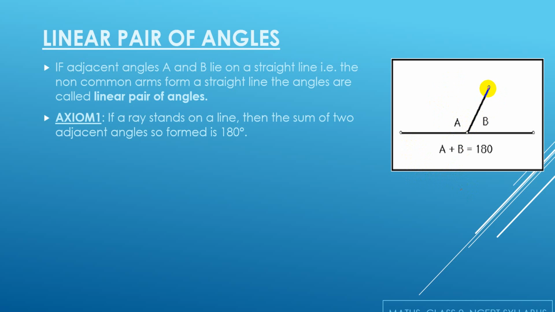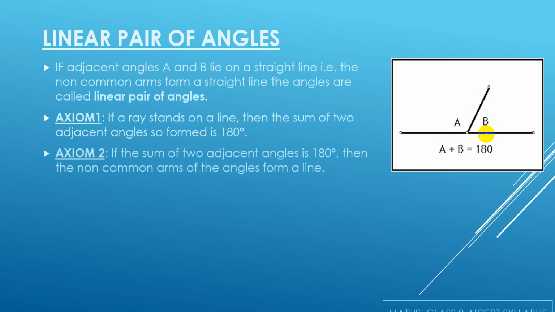If this ray stands on a line, then the sum of these two adjacent angles formed is 180 degrees. Next, axiom 2 states that if the sum of these two adjacent angles is 180 degrees, then the non-common arms of the angles form a straight line. Now, this is the opposite of axiom 1. In this case, we are saying that if A plus B is 180 degrees, then the non-common arms, this side and this side, will form a straight line.